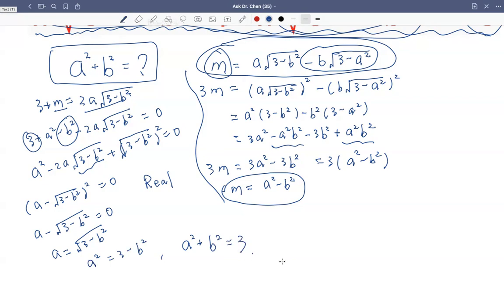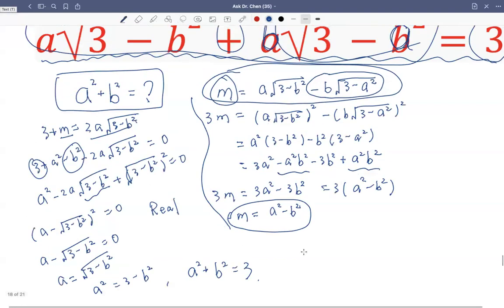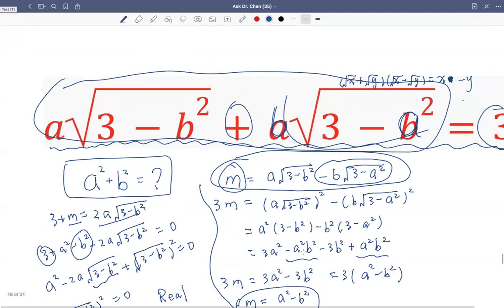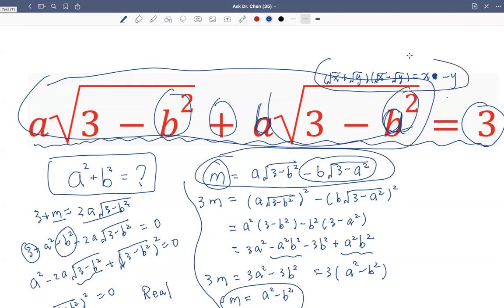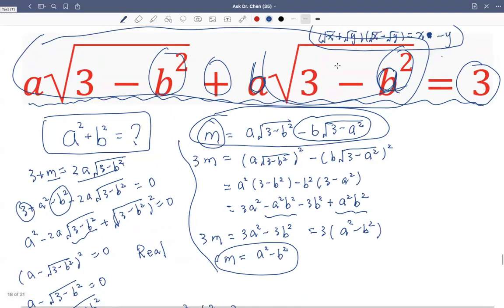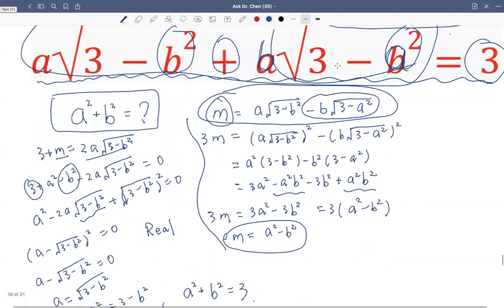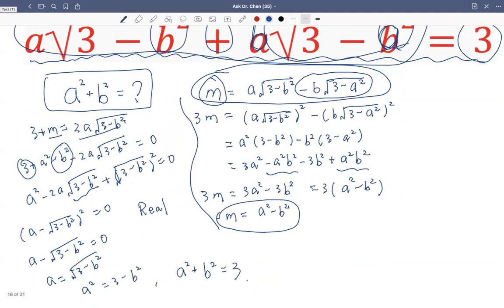Very nice. So what is the strategy? Our goal is to find a squared plus b squared. So we're getting to a squared and b squared form. And from the very beginning, we need to free those square terms. Now, how do we do that? We need to get rid of the square root sign. How do we get rid of the square root sign? We use the difference of two squares formula. All right, that's it. It's a good question.